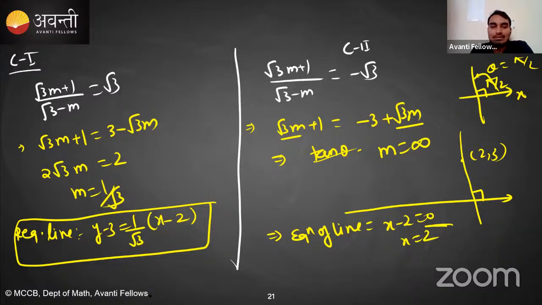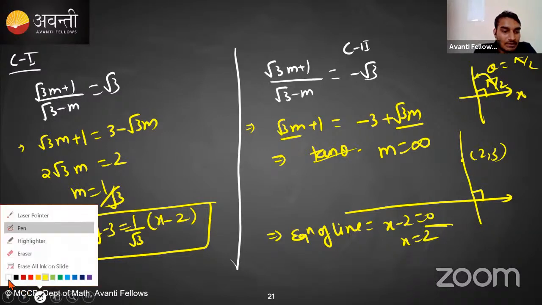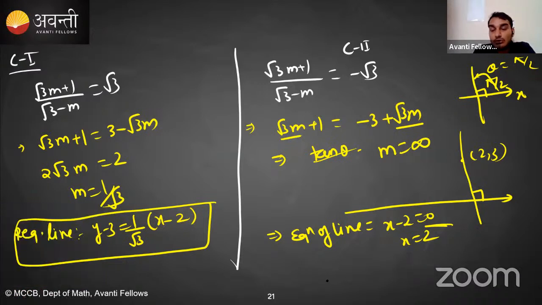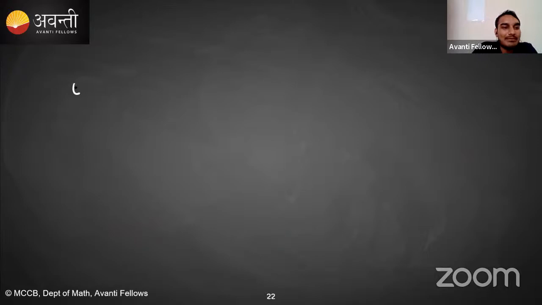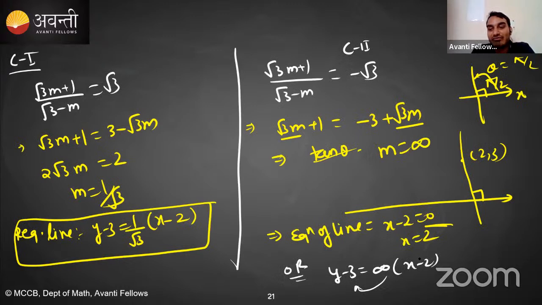Or you can do it like this also: the line has slope infinity, and you can write y minus 3 is equal to infinity times (x minus 2). Bring infinity here, so (y minus 3) upon infinity is 0, right? Crudely I am doing it, okay. This is not the right way of writing it. I just want you to see how you are writing x equal to 2.